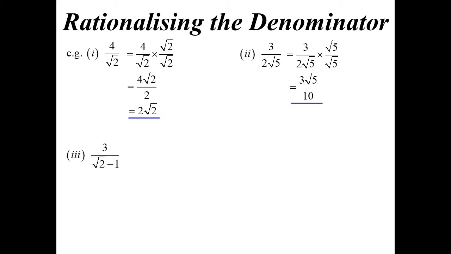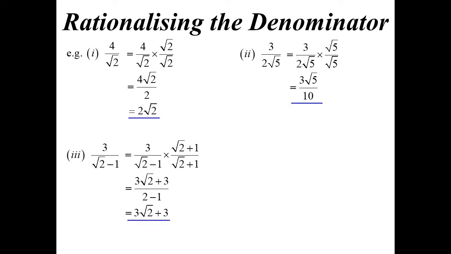Of course then we end up with these ones, where there's 2 terms in the denominator. We multiply by the conjugate, creating difference of 2 squares, because we know when we've got difference of 2 squares, we're going to end up with a rational number, because we're going to have a squared minus b squared. And so we end up with 2 minus 1 on the bottom, which is of course just 1. So we end up with 3 root 2 plus 3.